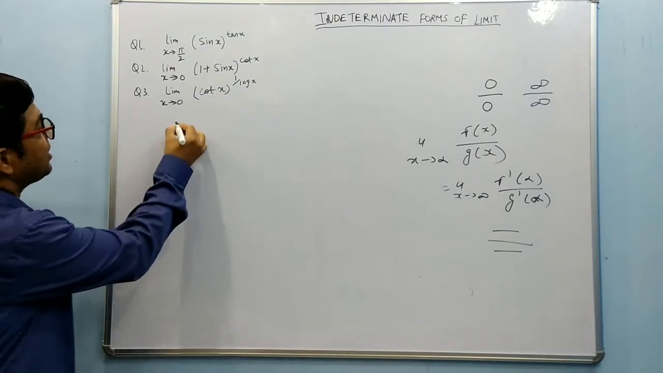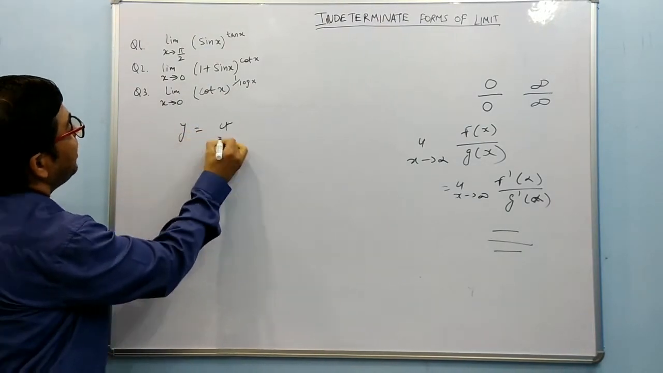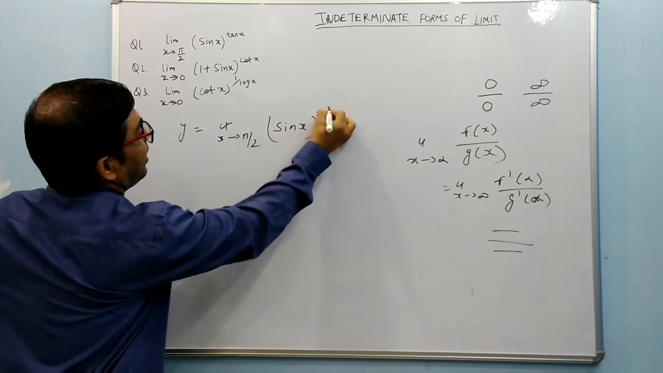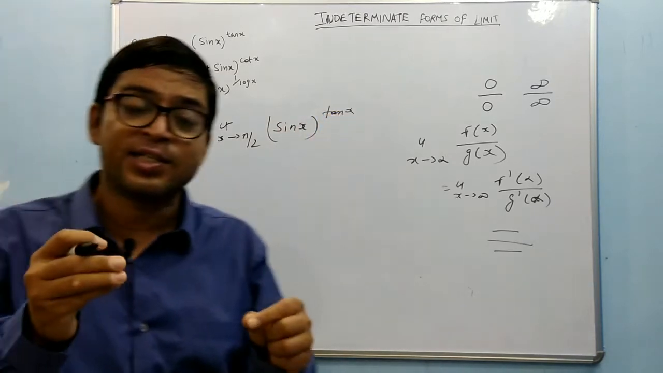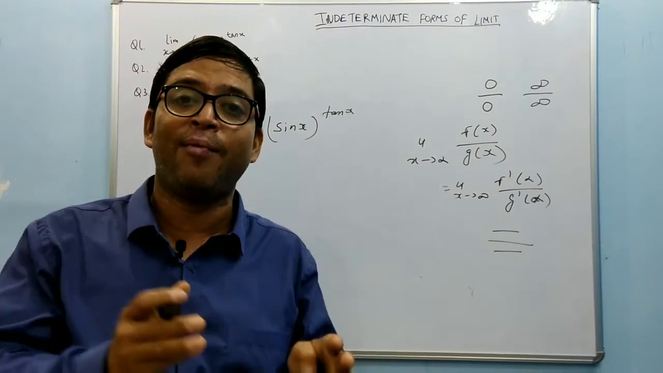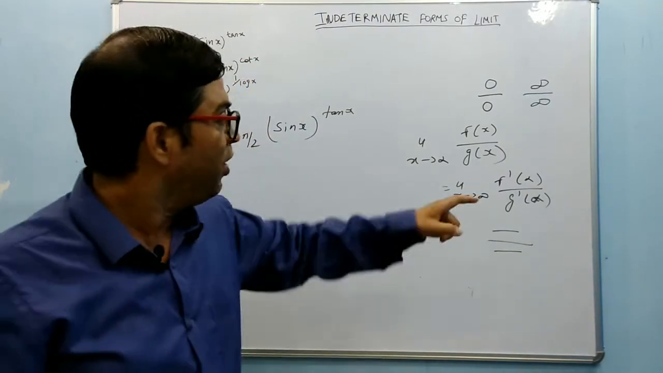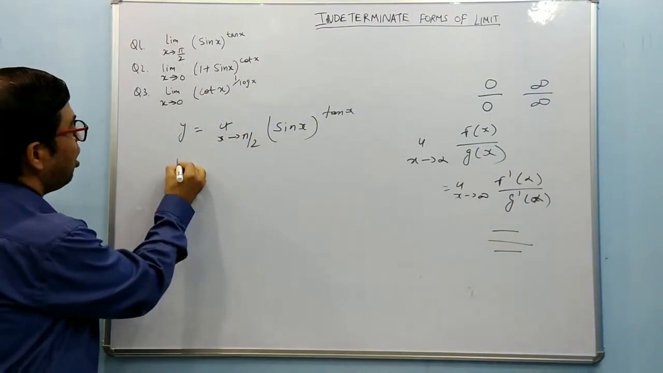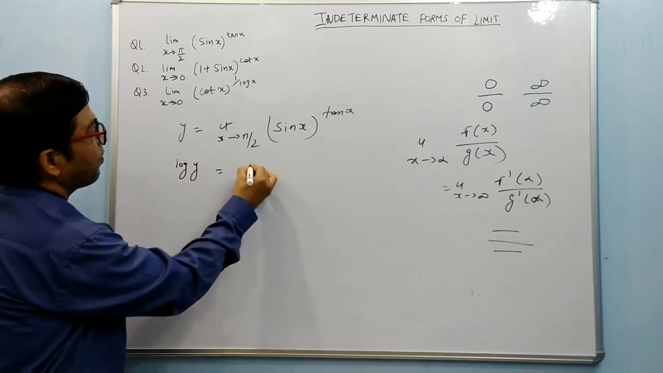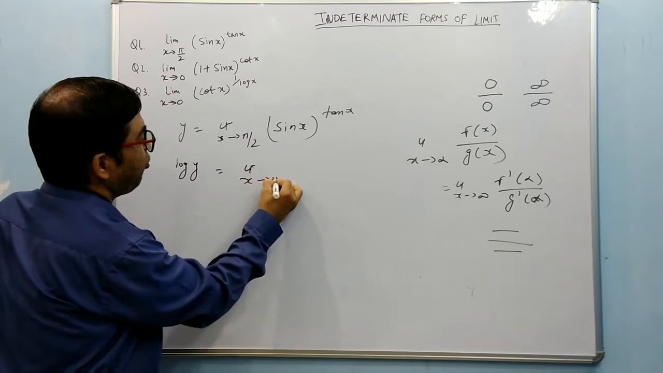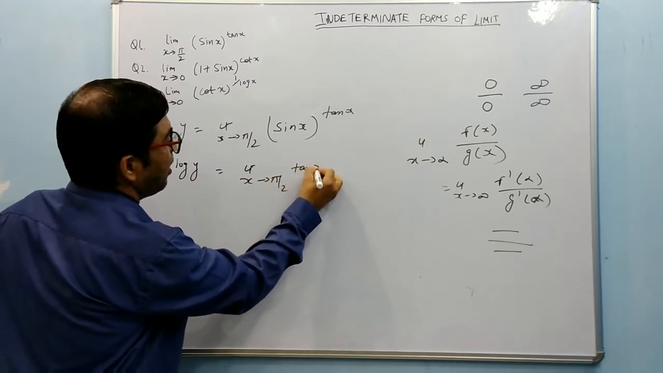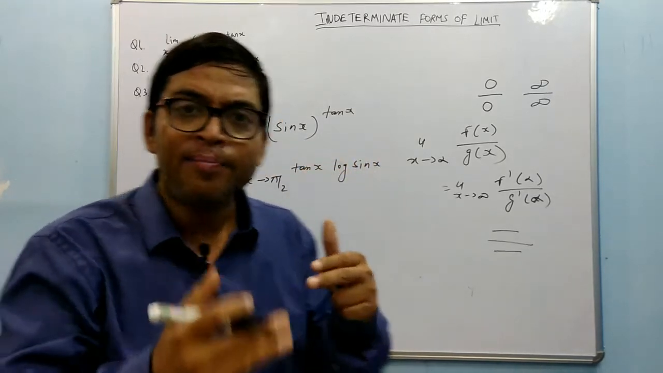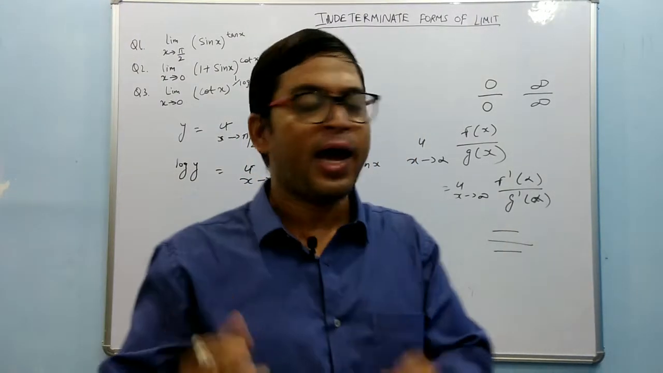What method do we follow? We just write y is equal to limit x tends to pi by 2 of sin x to the power tan x. Now in common language, we have to introduce first floor and ground floor. We have to bring it in that format only. So we will take log first. So log y is going to be limit x tends to pi by 2 of tan x log sin x. Why? Because log m to the power n is n log m.